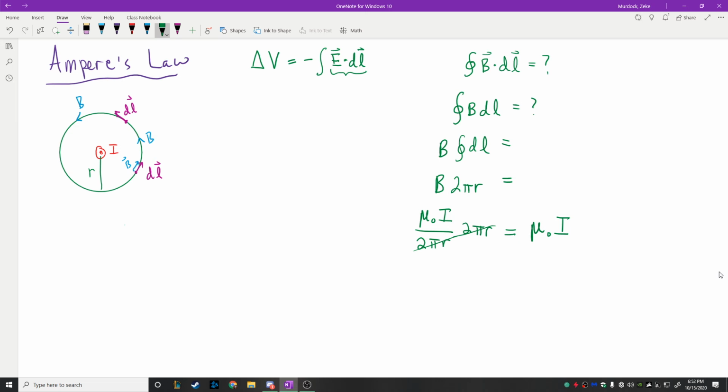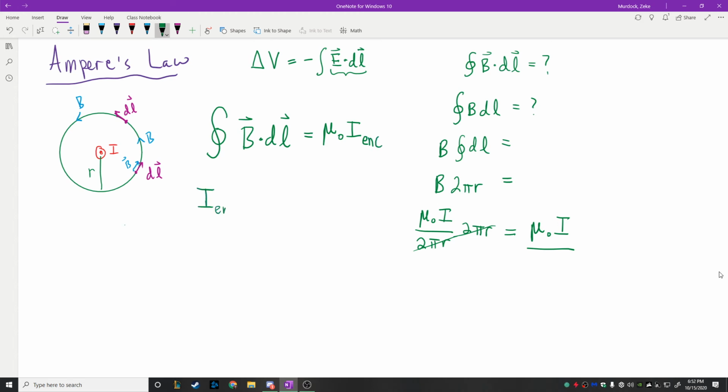So what is Ampere's law? Ampere's law states that if I integrate the magnetic field around a closed curve, what do I get? I get mu naught multiplied by I, and it turns out that what matters here is the current that's actually enclosed by the loop. The current that's enclosed by the loop.